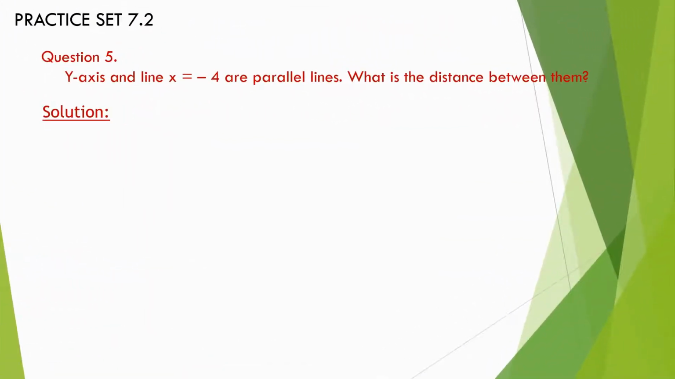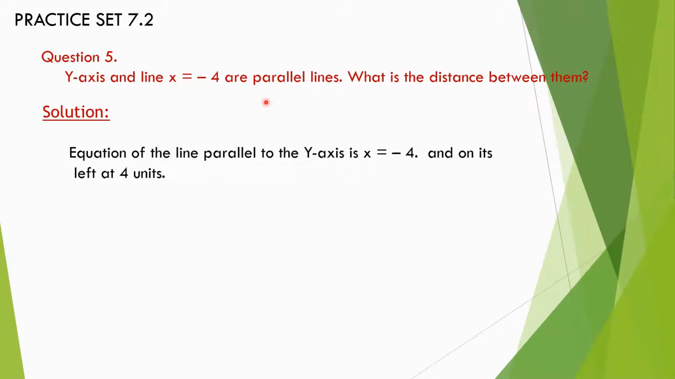Number 5. The y-axis and the line x is equal to -4 are parallel lines. What is the distance between them? It is given that the equation of the line parallel to the y-axis is x is equal to -4. There is a line on the left of the y-axis at a distance of 4 units.